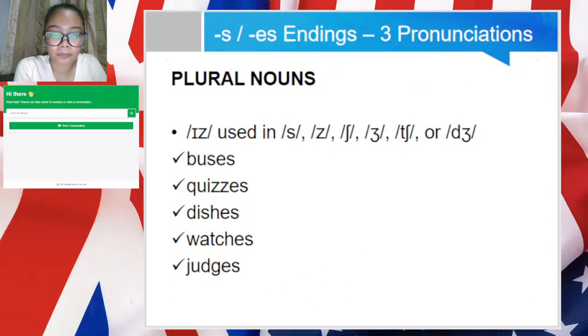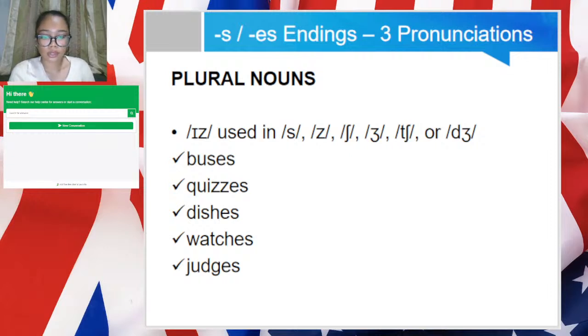So those are words that include the "iz" sound because they have a final consonant sound that is hissing or buzzing. So that is it for the suffix s or es, which is used on plural nouns or the third person singular simple present tense verb. That's all for the first topic of the day, which is on suffixes.